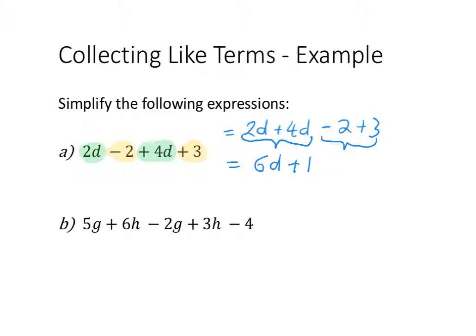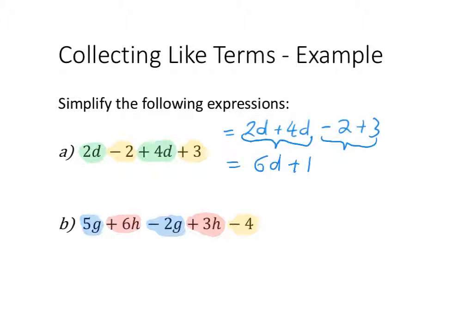In the second example, I want to simplify the expression 5g plus 6h minus 2g plus 3h minus 4. The first step is I want to go ahead and identify what are going to be my like terms. So my first set of like terms is going to be 5g and -2g, because both contain the variable g. My second lot of like terms are going to be plus 6h plus 3h, because both contain the variable h. And then I have a number without any variables, which is -4.